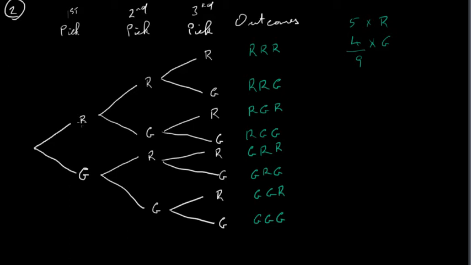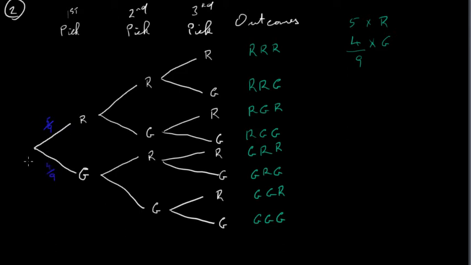Now, on our first pick here, what was the probability of picking a red? Well, we had 5 reds out of 9, so our probability here will be 5 over 9. What's the probability of picking a green the first time? Well, we had 4 greens, so our probability here would be 4 out of 9.